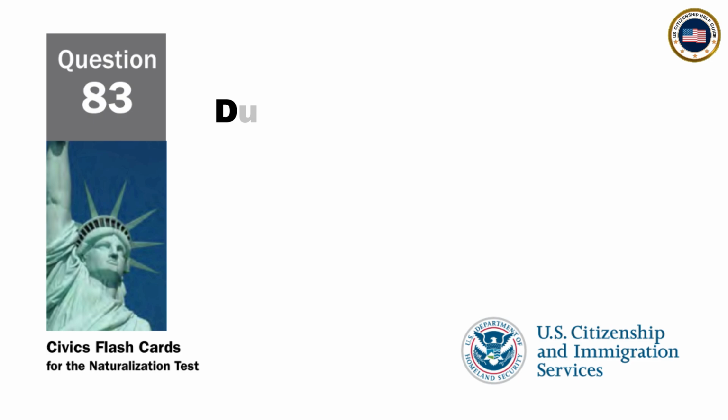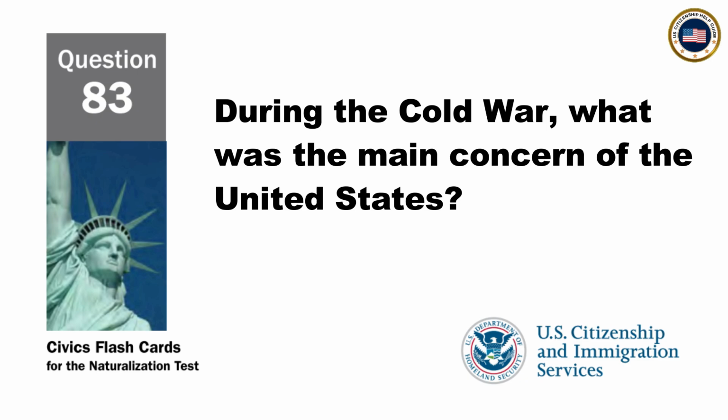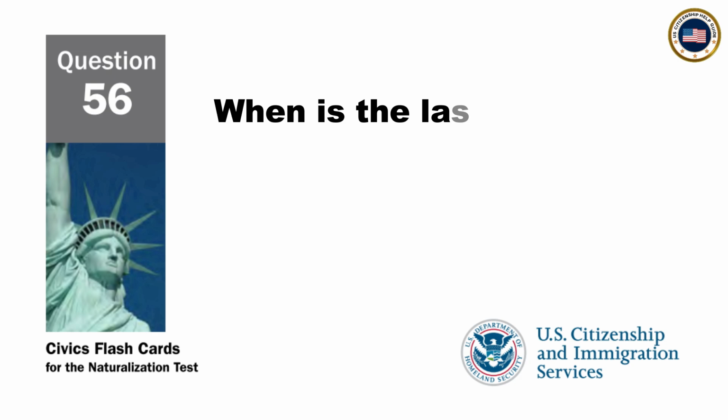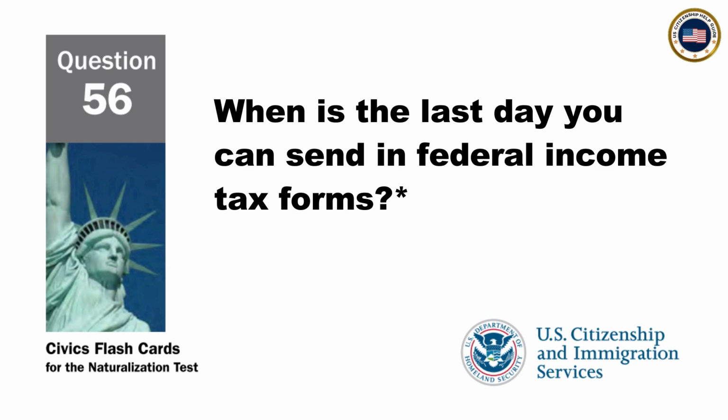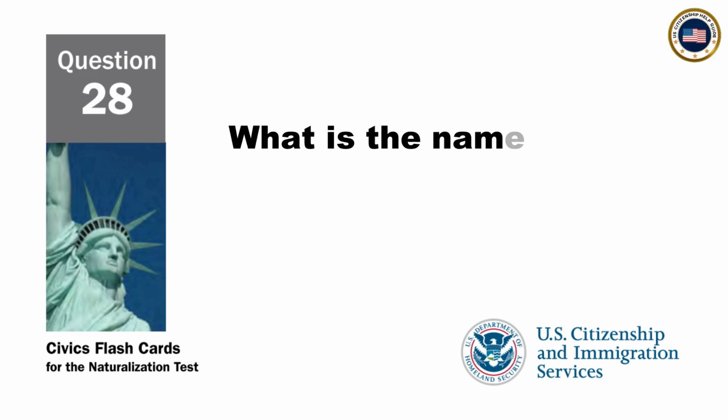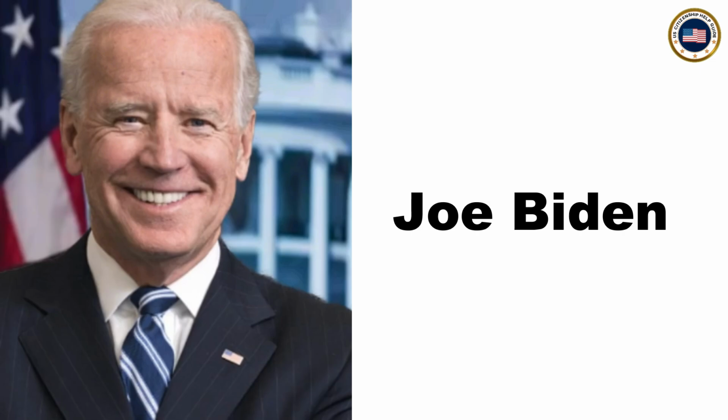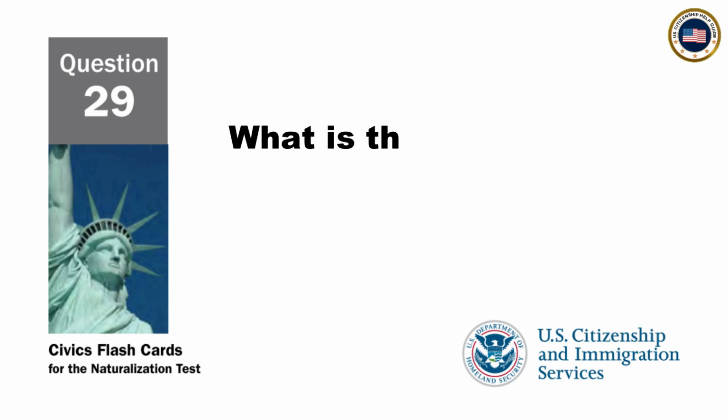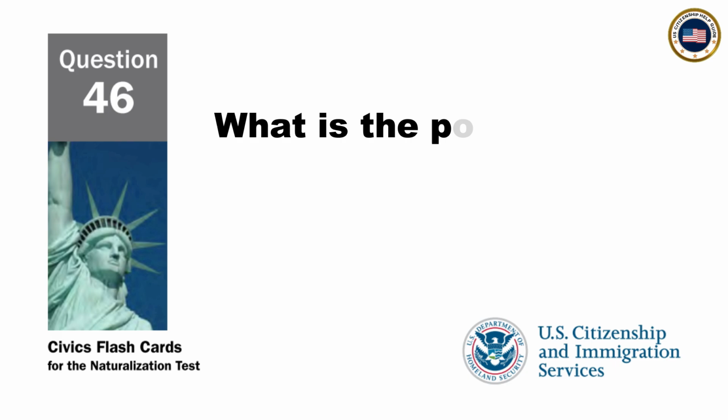Vote, join a civic group. During the Cold War, what was the main concern of the United States? Communism. When is the last day you can send in federal income tax forms? April 15. What is the name of the President of the United States now? Joe Biden. What is the name of the Vice President of the United States now? Kamala Harris. What is the political party of the president now?